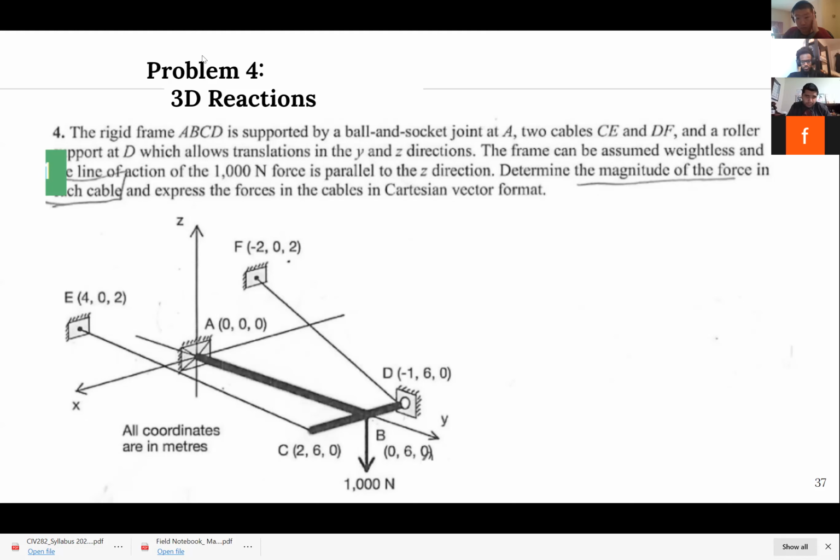So the question is: the rigid frame ABCD is supported by a ball and socket joint at A, two cables CE and DF, and a roller support at D, which allows translations in the Y and Z directions. The frame can be assumed weightless, and the line of action of the 1,000 Newton force is parallel to the Z direction. Determine the magnitude of the force in each cable and express the forces in the cables in Cartesian vector format. Just like for any other question, especially 3D equilibrium and reaction questions, always draw the FBD. There are definitely points allotted to that itself.